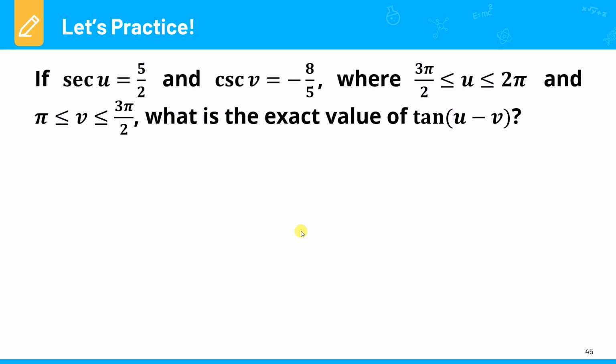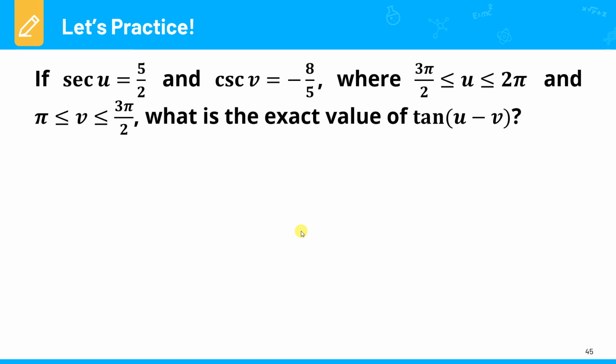If the secant u is equal to 5 over 2 and the cosecant v is equal to negative 8 over 5, where u is greater than or equal to 3 pi over 2 but less than or equal to 2 pi, and v is greater than or equal to pi but less than or equal to 3 pi over 2, what is the exact value of tangent u minus v?